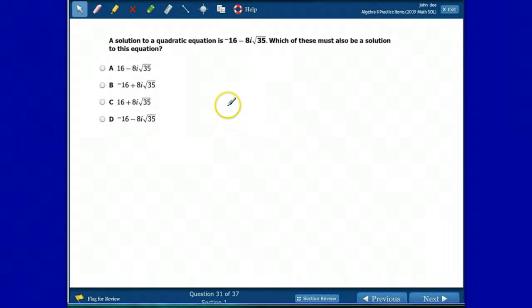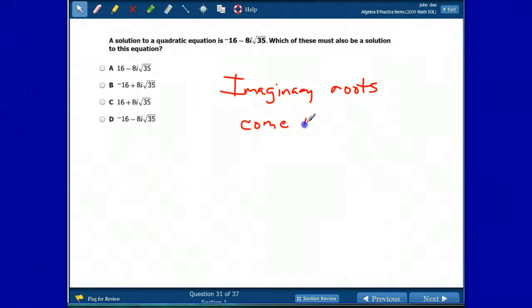All right, so the solution to a quadratic equation is negative 16 minus 8i square root of 35. Which of these must also be a solution? Remember that imaginary solutions, imaginary roots, whatever you want to call them, come in pairs. They come in pairs.